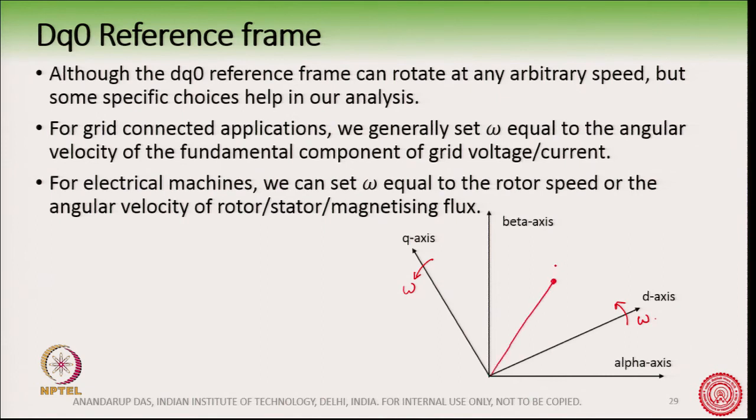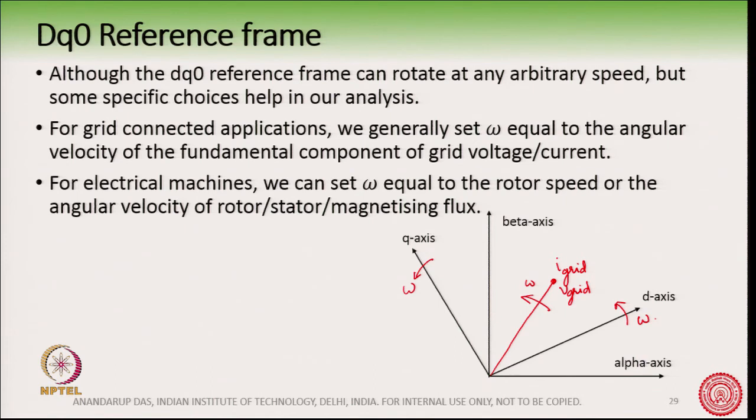So, for example, this is the grid current, or this is the grid voltage. The velocity at which this is rotating is equal to 2 pi f, where f is equal to 50 hertz. So this may be rotating at 2 pi times 50, which is 314, or 50 hertz. And the d axis is also set to rotate at the same speed, that is 50 hertz.